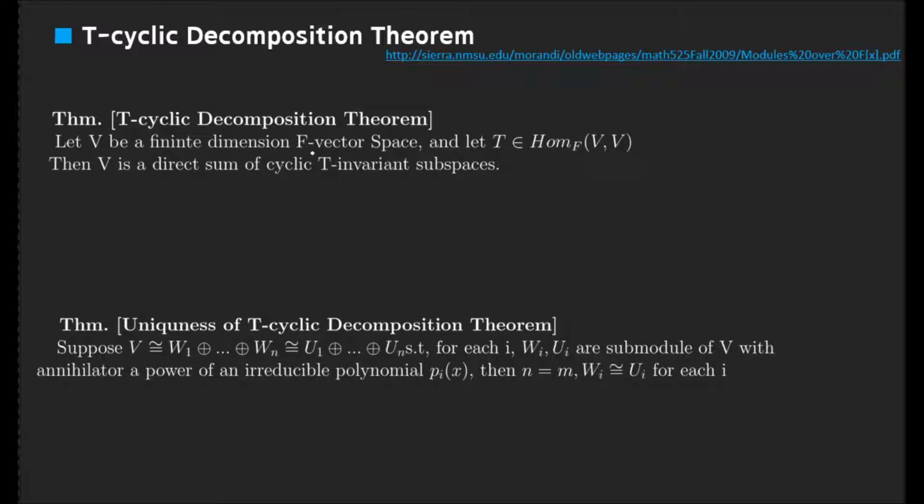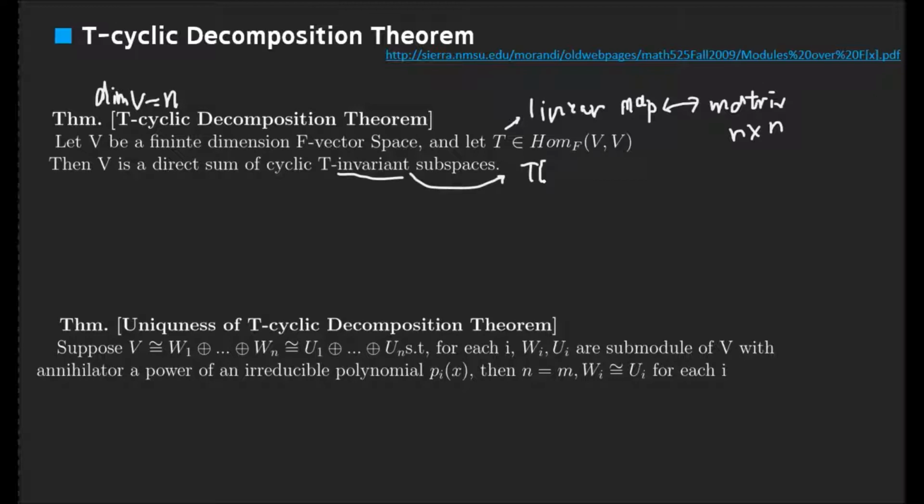Let V be a finite-dimensional F vector space and T in Hom(V, V). This means T is just a linear map. A linear map is in one-to-one correspondence with a matrix. And because it is Hom(V, V), it is n by n square: if the dimension of V is n, this clearly corresponds to an n by n matrix. And V is the direct sum of cyclic T-invariant subspaces. The important point is the invariance. Invariant means that if W is a subspace of the vector space, T(W) is still a subset of W. So this means V is clearly decomposed into T-invariant subspaces.